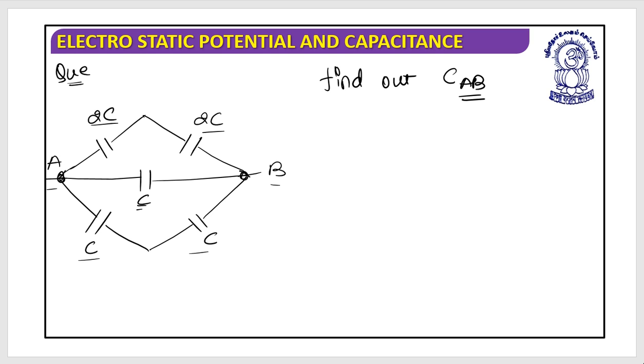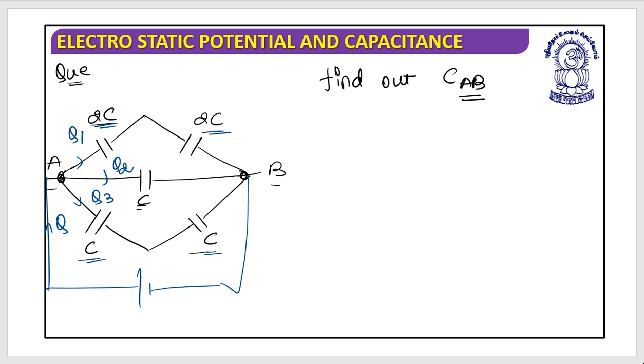So what will happen is that if I connect a battery over here, the charge is flowing. A certain charge will go through this, another certain charge will go through this, and another through this. So this is not a Wheatstone bridge, this is simply a parallel combination. That means these two are in series, these two are in series, and the equivalent of this and this C are in parallel.